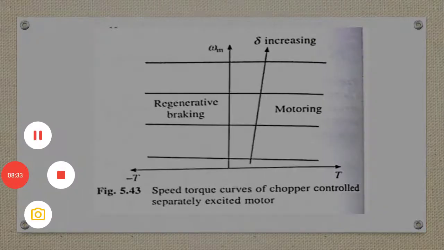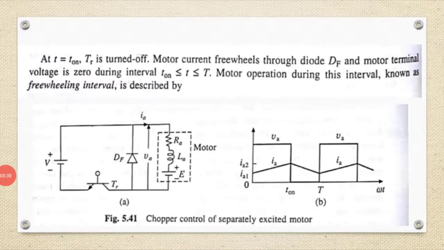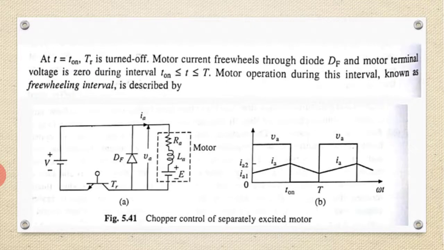Just once again I will review the discussion, because it is very important to analyze the next part. So this is the chopper. When transistor TR is turned on, the armature current rises from IA1 to IA2. In the second mode, when transistor TR is turned off, it freewheels and the armature current decreases from IA2 to IA1. So it increases from IA1 to IA2 and decreases from IA2 to IA1.